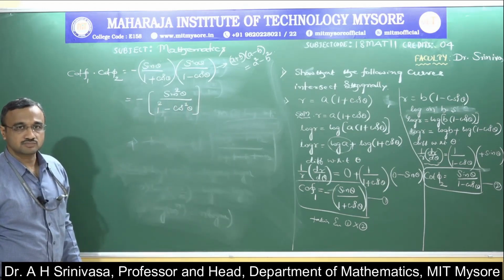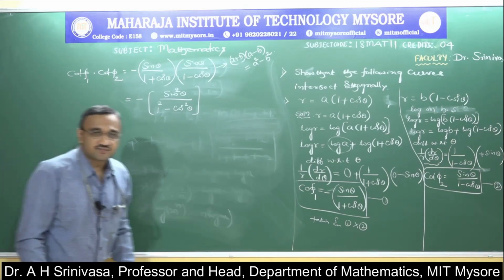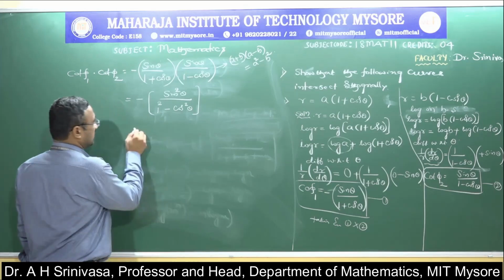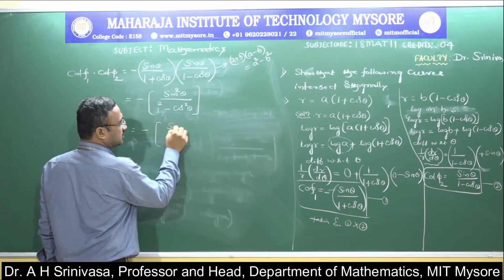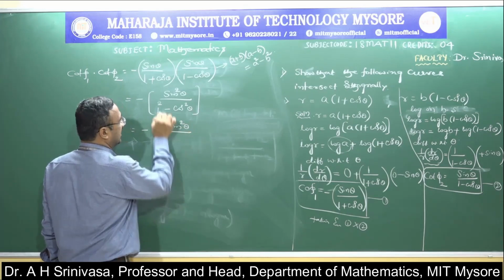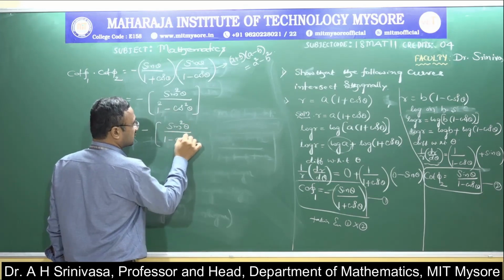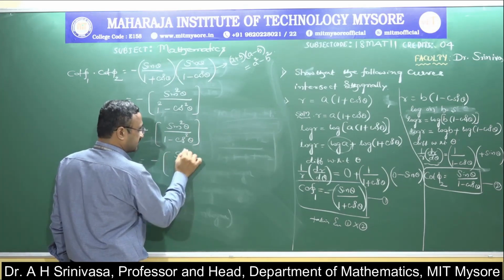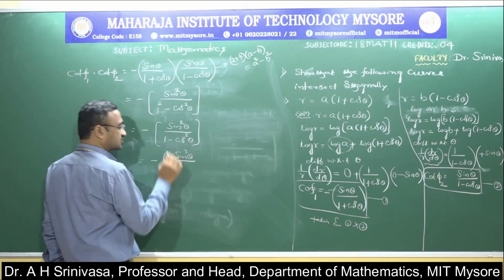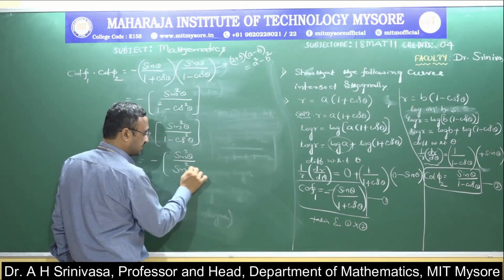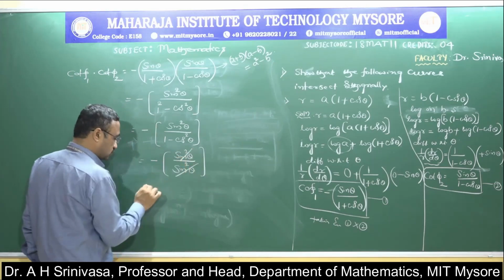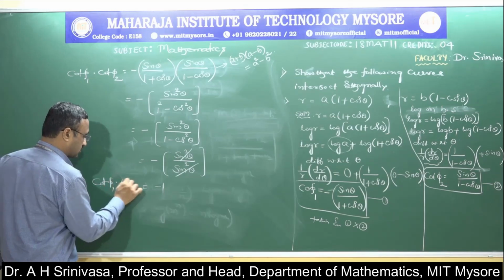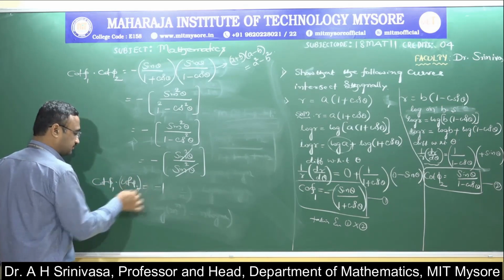So now using the identities of trigonometry, write down 1 square minus cos square theta as sine square theta. This is familiar for everyone. It is minus of sine square theta, all divided by 1 minus cos square theta, which is sine square theta. Now cancelling these two, we get minus 1. That is cot phi 1 into cot phi 2.